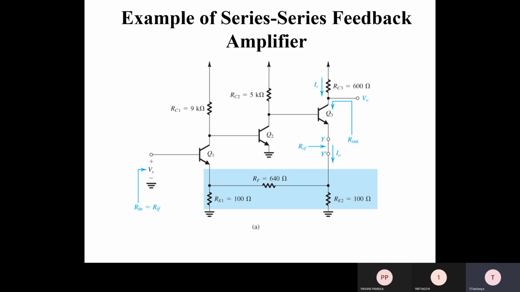And the remaining two topologies we'll discuss in the next class. So till now we have seen shunt comma series feedback and series comma series feedback. In the next class we will see the series comma shunt and shunt comma shunt feedbacks. If you have any doubts, we will have a discussion, otherwise we can leave the session.